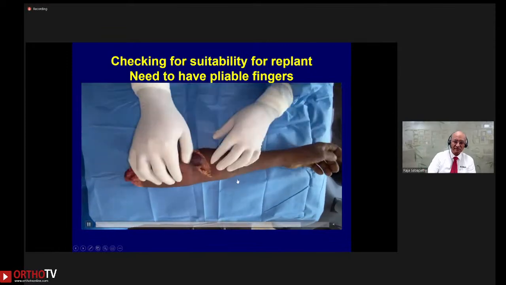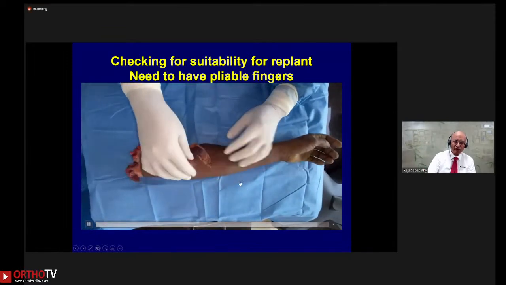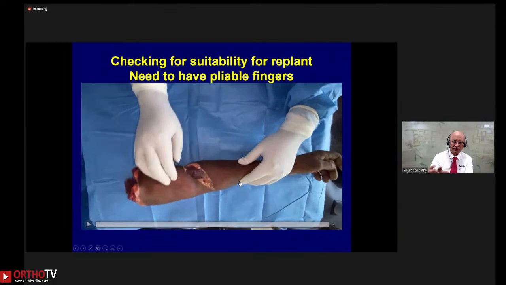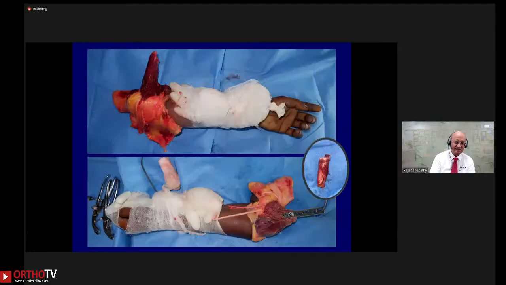Or suppose it is a forearm amputation, what I would do is move the thumb. If the thumb moves nicely, I replant. If the thumb doesn't move nicely, I don't replant. Here again, if the fingers are stiff, I won't replant. That is a fantastic, easy, straightforward way.